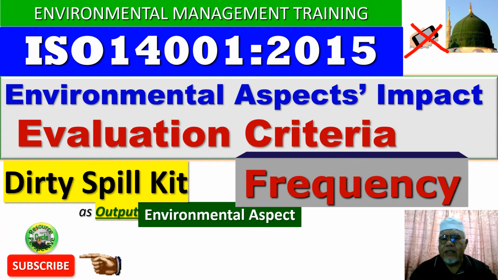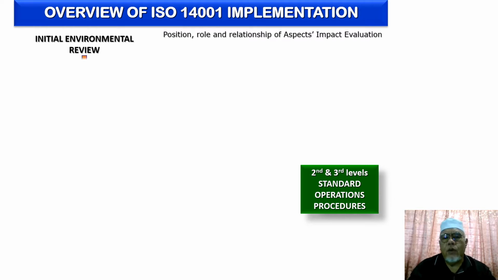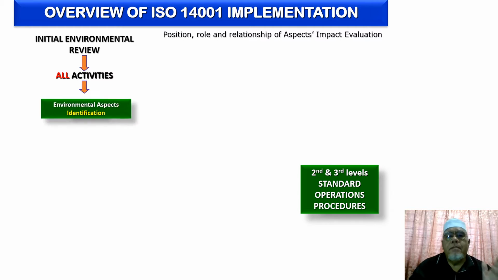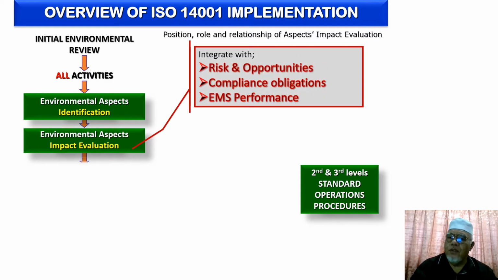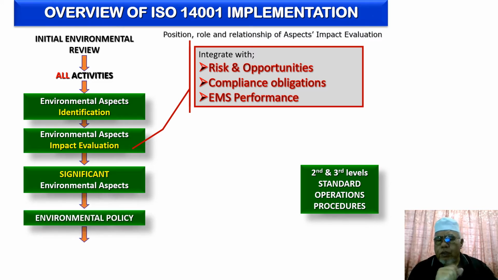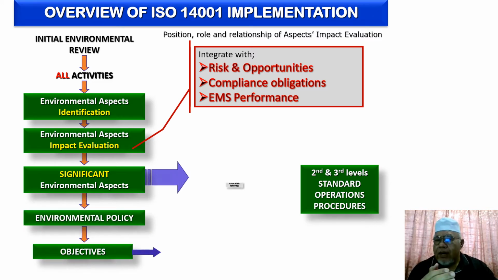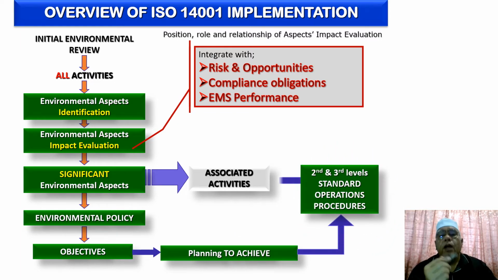If you are following the series that I'm doing before this, we are now in the middle of another environmental aspect, the spill kit. Let's take a look at the implementation chronology for environmental management system ISO 14001 version 2015. Please remember, it is about managing what? Environmental aspects. How? By fulfilling compliance obligations and addressing risks and opportunities. That is the definition of environmental management system ISO 14001 version 2015.